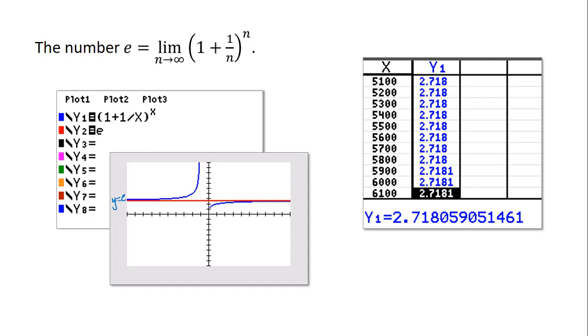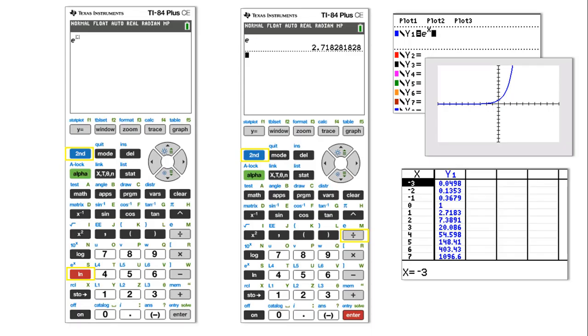I also looked at the table and I input really, really large values of n, like 5100, 5200, 5300, up to 6000, 6100. And when I arrow over to the y column, I see that my value is like 2.718, right? And if I keep increasing, it's going to continue getting closer and closer to that 2.71828 value that we define e to be. Now, how do you access e on the calculator? There's two ways. e to the x is in blue above this ln key, which we'll talk about in the next section.